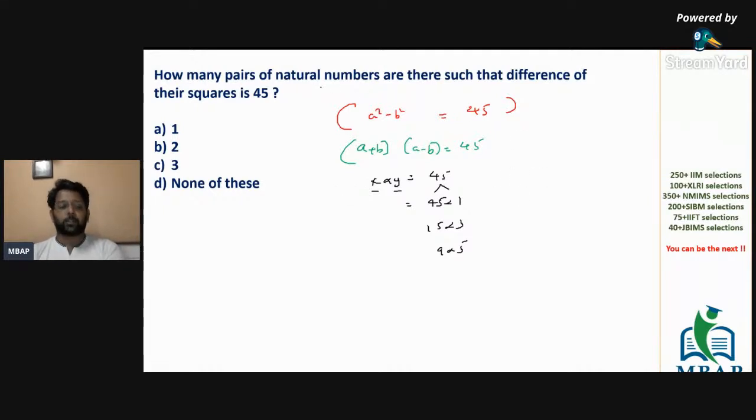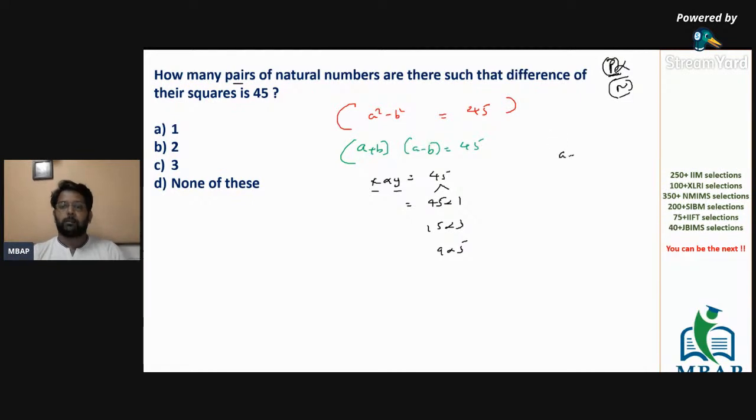The question is how many pairs of natural numbers are possible. The question is not about finding a pair. There are two question types: one is find a pair, and the second is find the number of pairs. They are two different things. We would actually waste our time if we find the actual pairs.